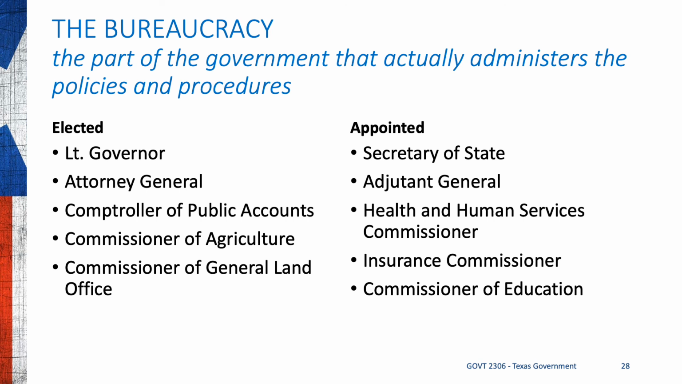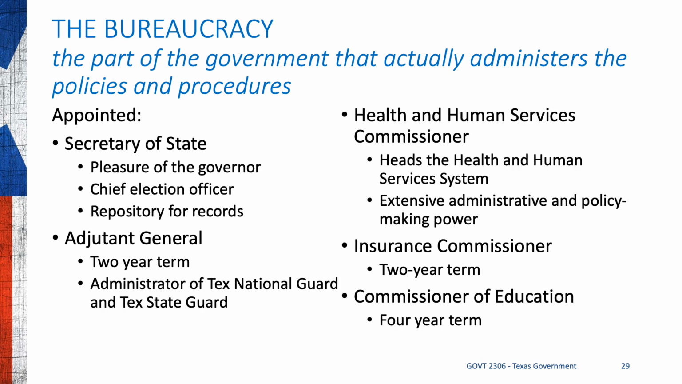So we've talked about the bureaucracy, the elected bureaucracy. So now let's talk about the appointed bureaucracy. The Texas Secretary of State is the chief notary. That person publishes the government rules and regulations, is a liaison for Texas-Mexico border affairs, and the chief international protocol officer, also the chief election officer, and maintains a repository of records. So all kinds of records are kept with the Secretary of State, who serves at the pleasure of the governor. So the governor can appoint and remove the Secretary of State.